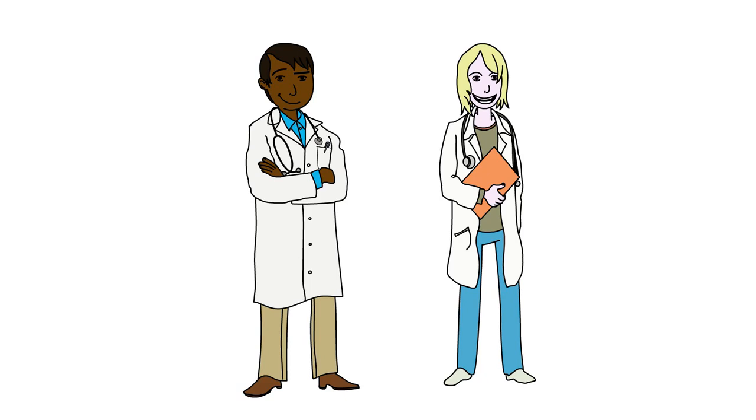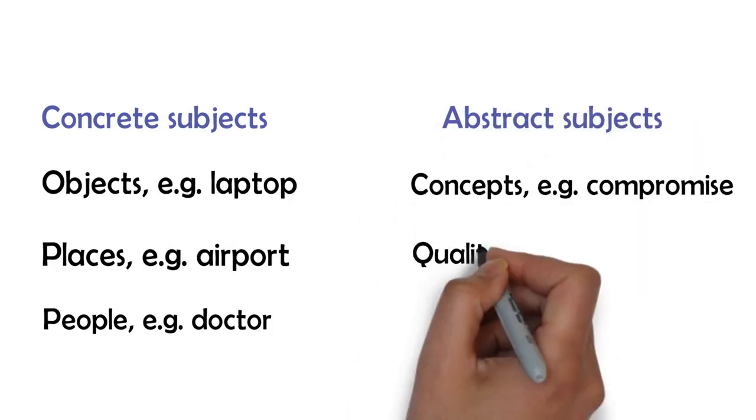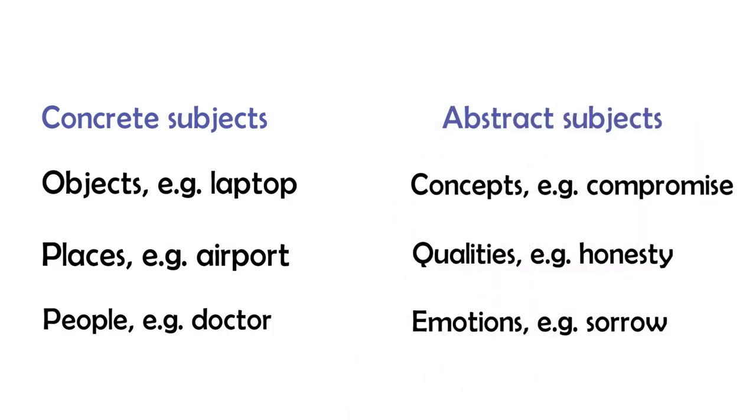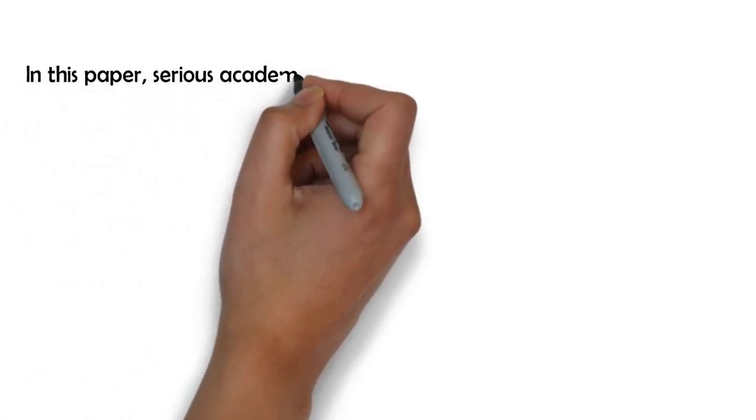So to sum that up, concrete subjects might be things like objects, places, or people, while abstract subjects might be things like concepts, qualities, or emotions. Okay, now we can return to our abstract subject from our dull and boring extract.